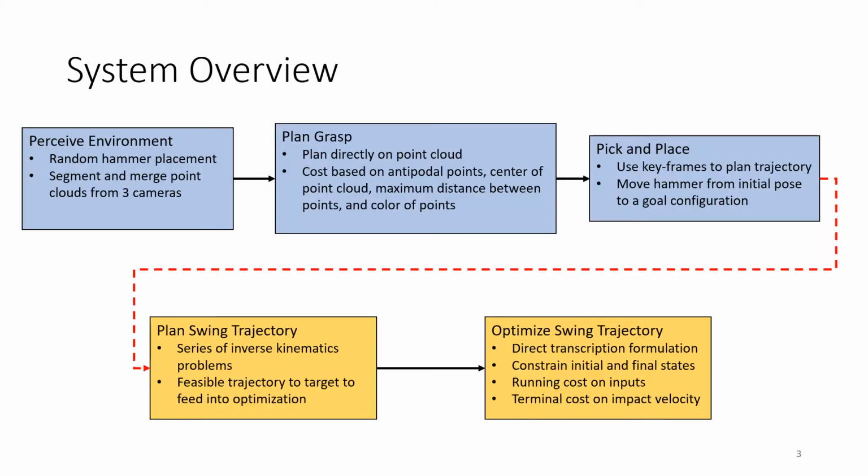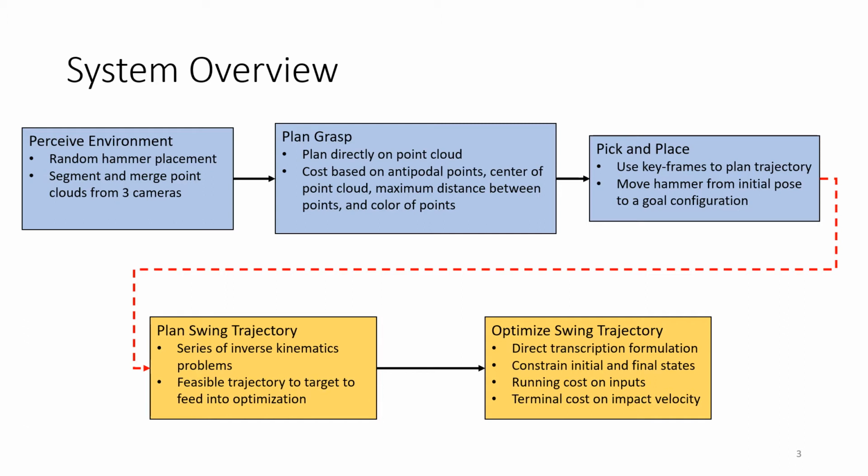This is a quick overview of the system that I ended up implementing. I didn't completely reach my goal of controlling the hammer impact, but I was able to establish the overall system architecture and test the two subsystems shown here independently, in blue and yellow respectively. The pick-and-place system consists of perceiving the hammer and the environment, planning the grasp for the hammer, and then generating and executing a pick-and-place trajectory to bring the hammer to a known goal location.